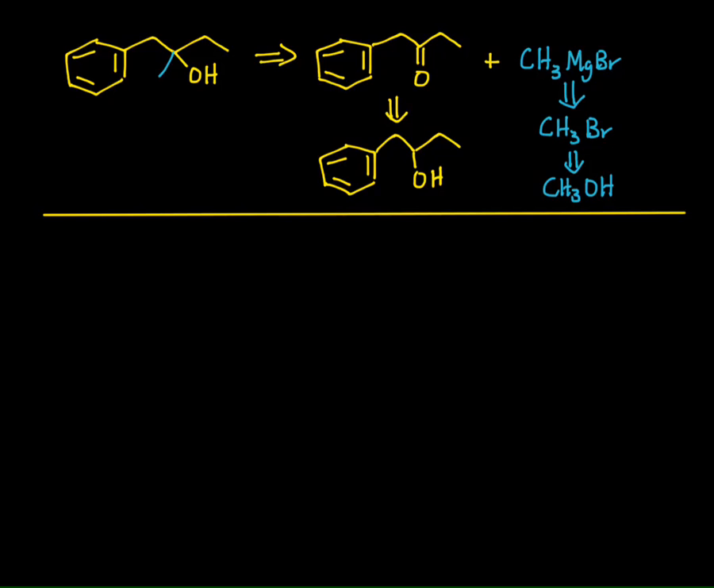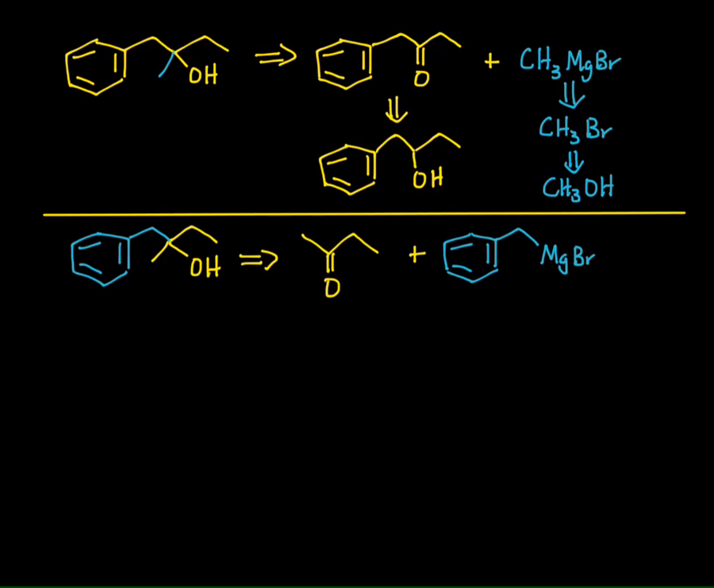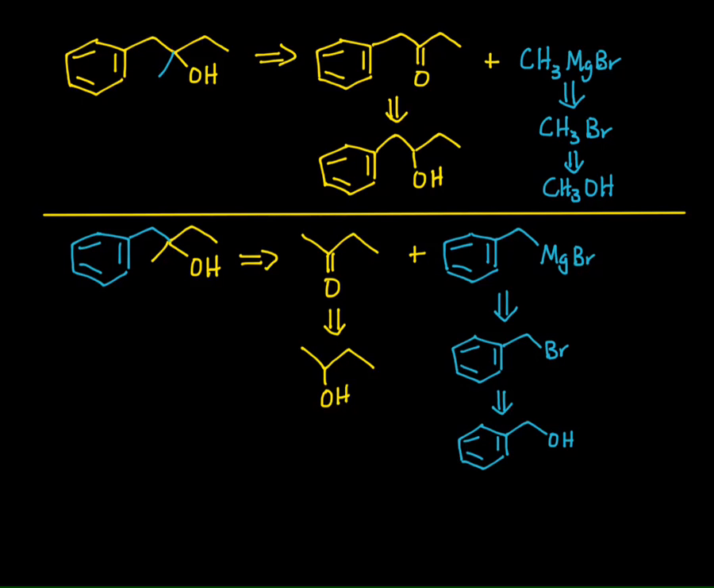And then the last path, the third path, is focusing on the benzyl substituent coming off of that carbon. So if I remove that, the ketone is 2-butanone, and I can react butanone with benzyl magnesium bromide, and of course I can get my alcohol. I can make butanone from 2-butanol, and I can make benzyl magnesium bromide from benzyl bromide, which I can then further make from benzyl alcohol. So you see three possibilities, three possible paths.